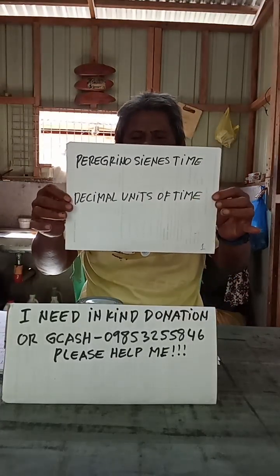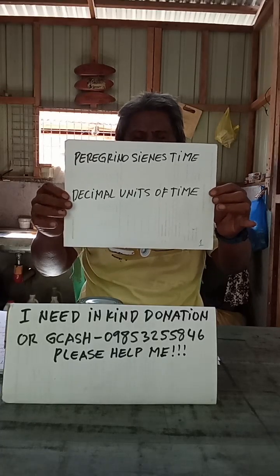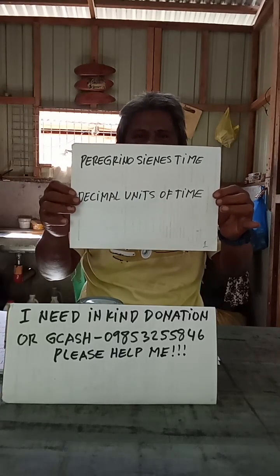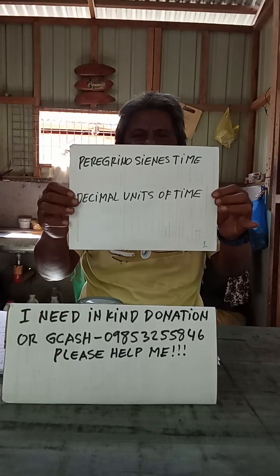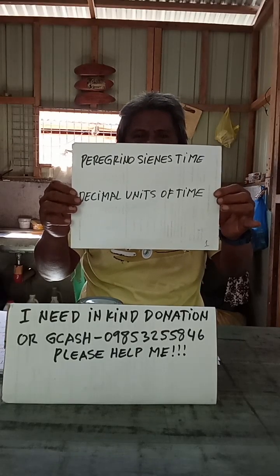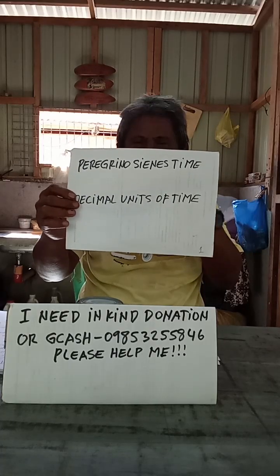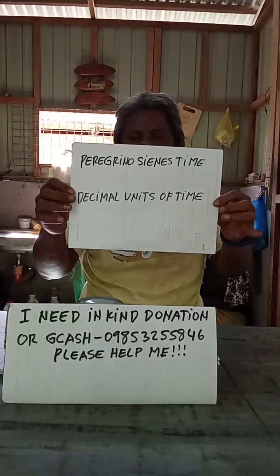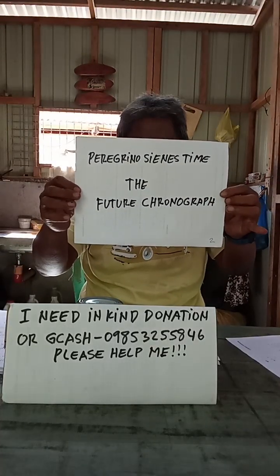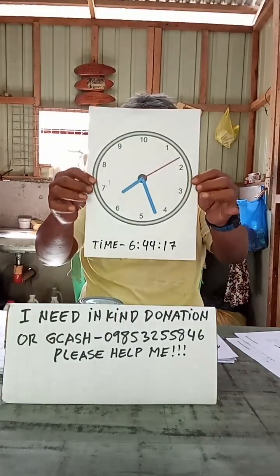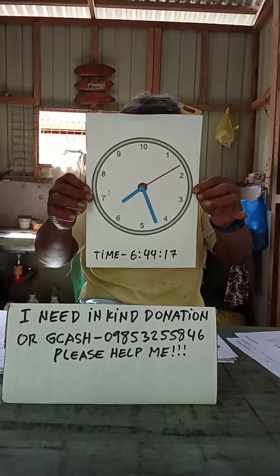This video is about Peregrino Sienes Time decimal units of time: decimal per minute, decimal per second, decimal milli per second, decimal micro per second. Before I discuss this decimal unit of time, I will first discuss the Peregrino Sienes Time, the future chronograph. So, here's the clock illustration. Peregrino Sienes Time clock illustration.